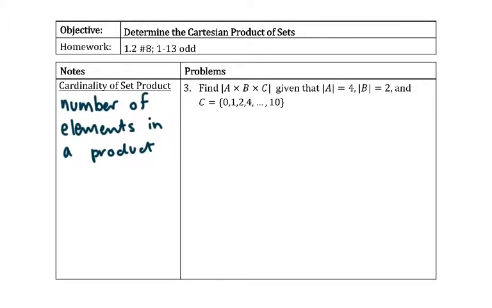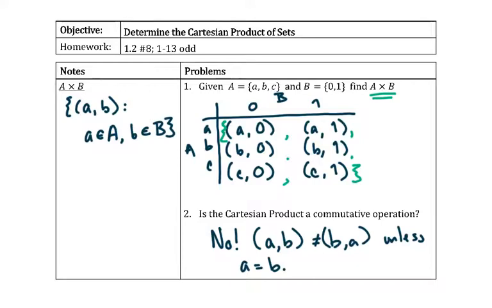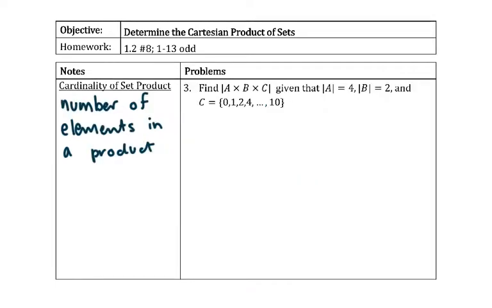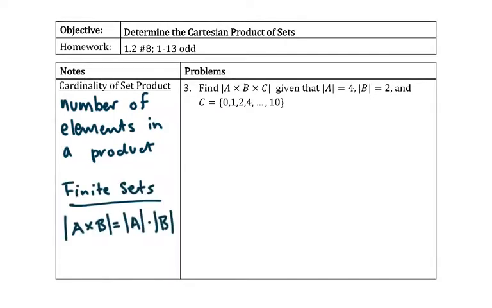There's a nice rule of thumb, if you'll notice here. We had 3 elements in A, 2 in B, and then we had 1, 2, 3, 4, 5, 6. And that absolutely works as a metric for finite sets. So if we're doing finite sets, the cardinality of the product is equal to the cardinality of the 2 multiplied together. For infinite sets, things get a little bit more complicated. We will talk about the cardinality of infinite sets later on in this course.